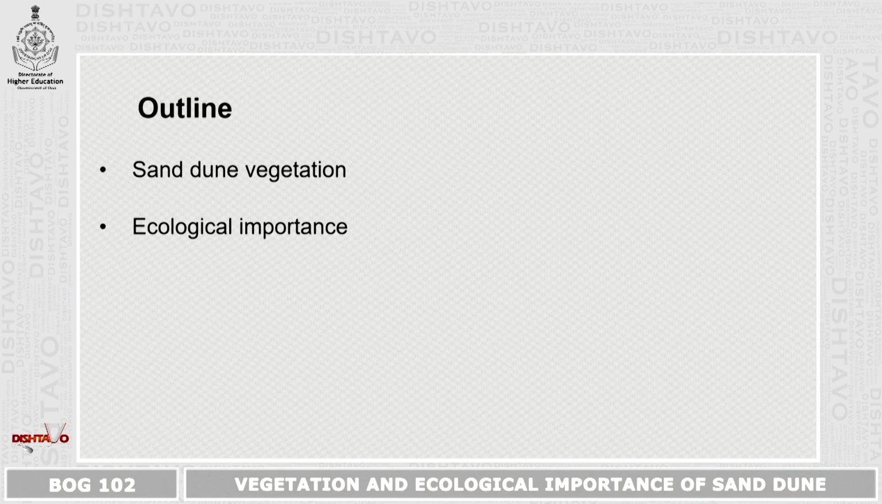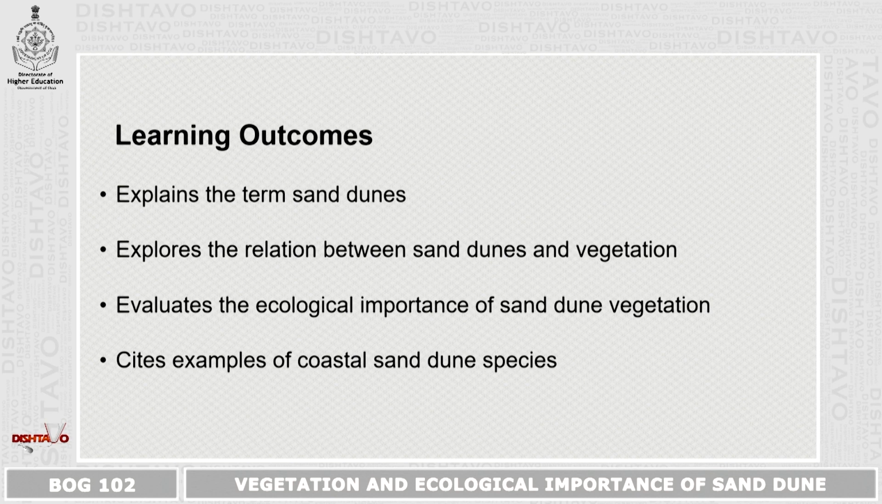We are going to see it in the outline, the sand dune vegetation, and we are also going to understand the ecological importance of this sand dune vegetation. We expect to learn the term sand dunes. We will explore the relationship between the sand dunes and vegetation and also evaluate the ecological importance of sand dune vegetation. And finally, we will cite the examples of coastal sand dune species.